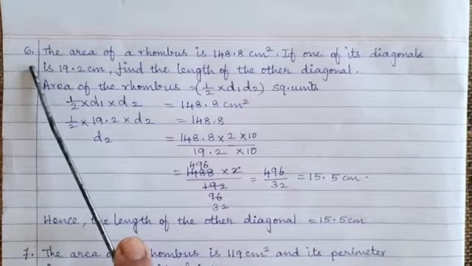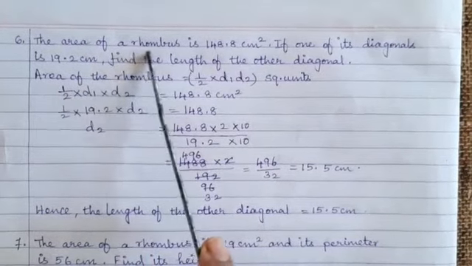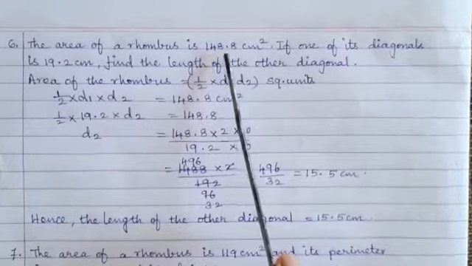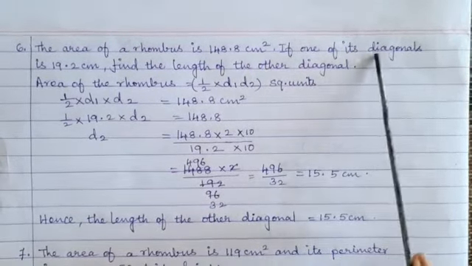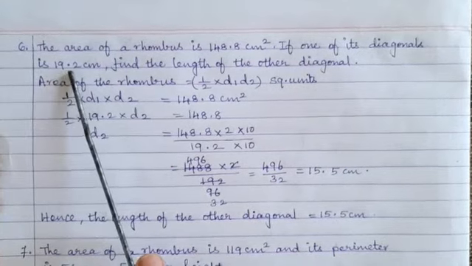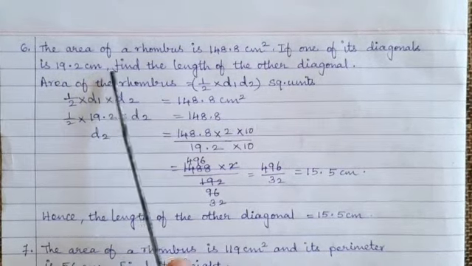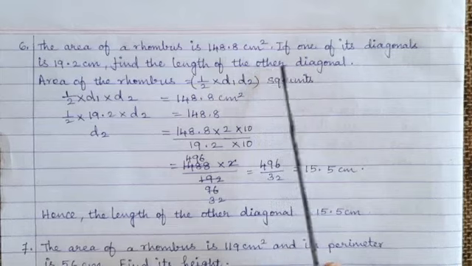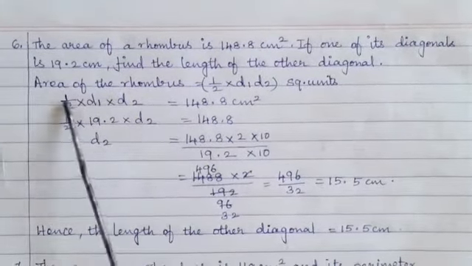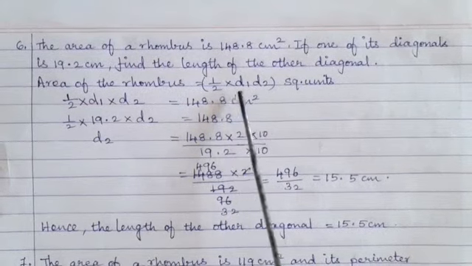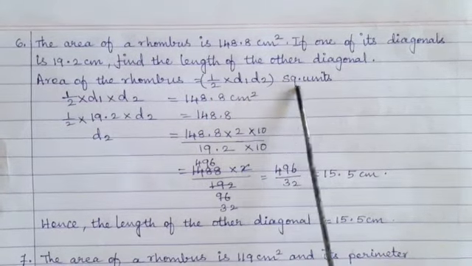Question number 6. The area of a rhombus is 148.8 centimeter square. If one of its diagonals is 19.2 centimeter, find the length of the other diagonal. What is the formula of area of a rhombus? Area of a rhombus equal to half into diagonal 1 into diagonal 2 square units.